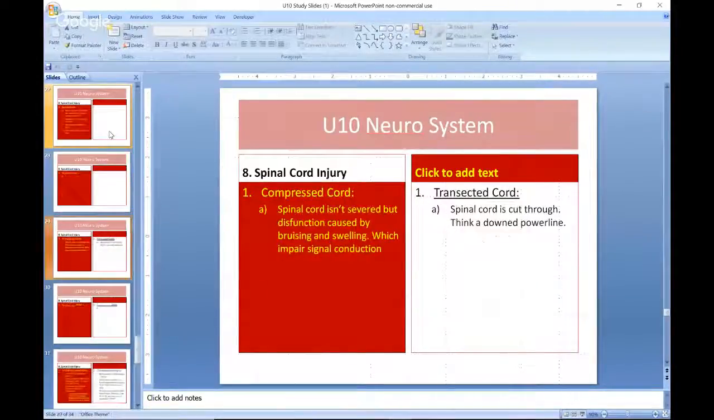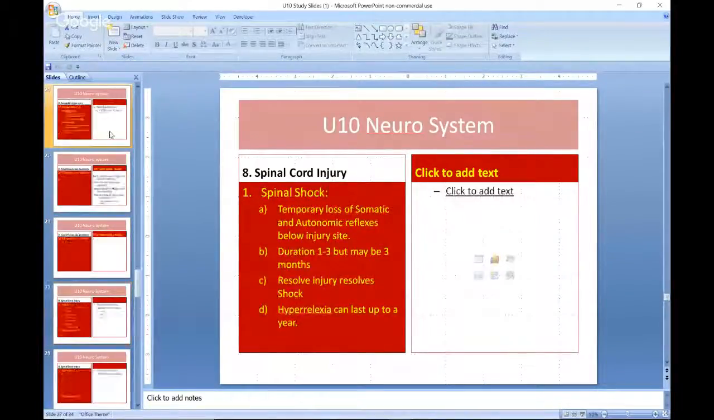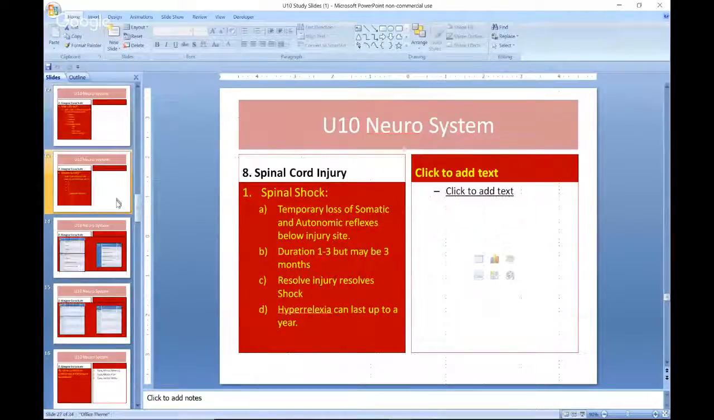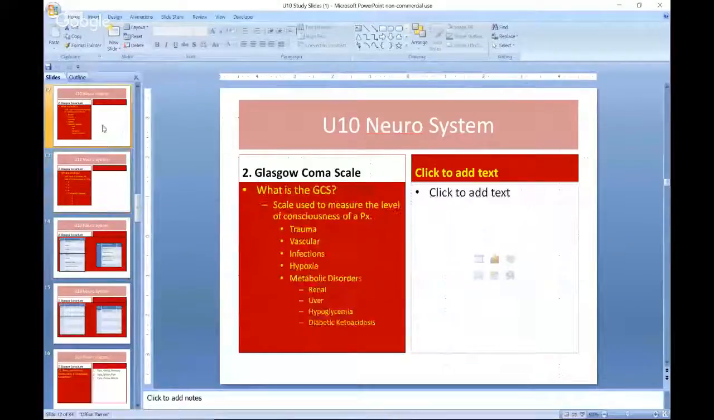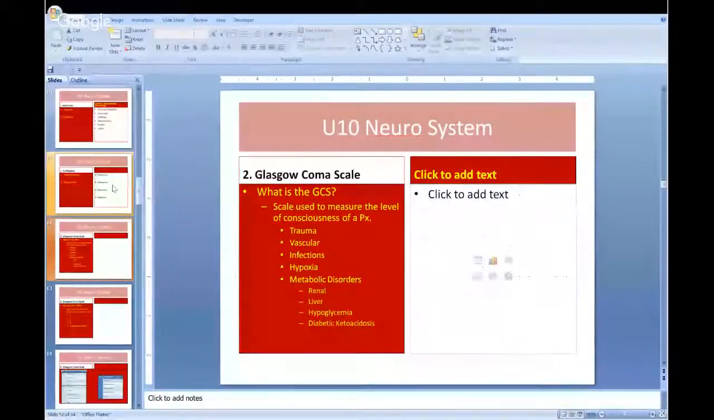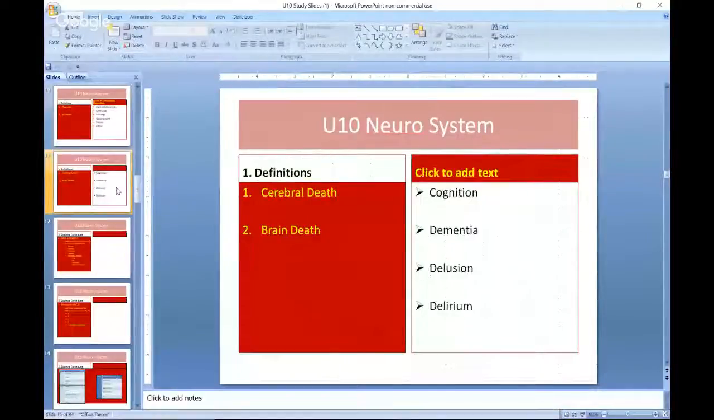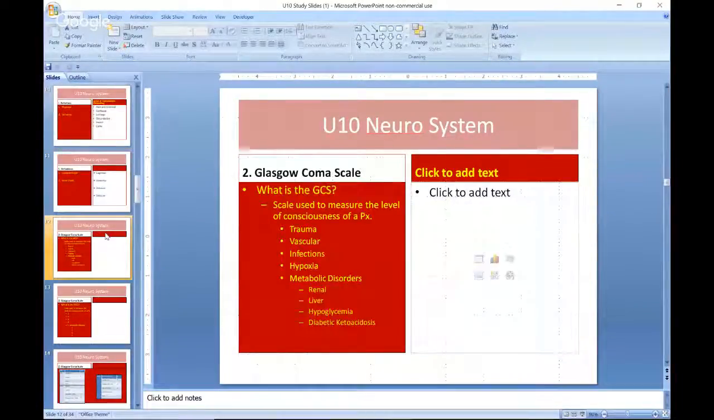I think it was worth it. Yeah. Okay, let's go through Glasgow Coma, and we'll be done. So guys, I'm on slide number 12, Glasgow Coma Scale. I skipped all the definitions, okay? Are we all there? Yeah.